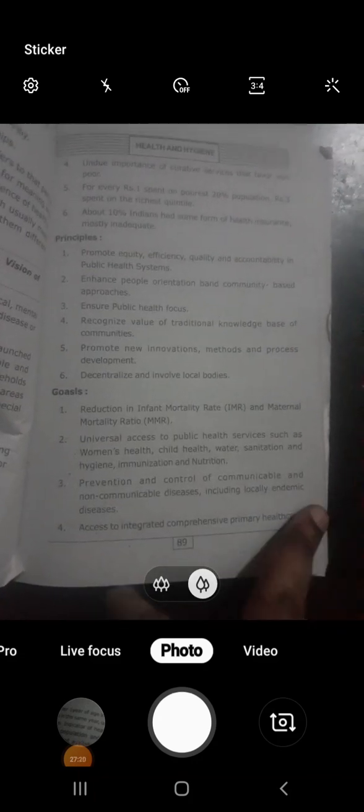And the goals we have under this mission are infant mortality rate and maternal mortality rate reduction, universal access to public health services like women's health, child health, water, and sanitation, and also prevention and control of communicable and non-communicable diseases, and access to integrated comprehensive primary health care. Also we are going to have these goals.